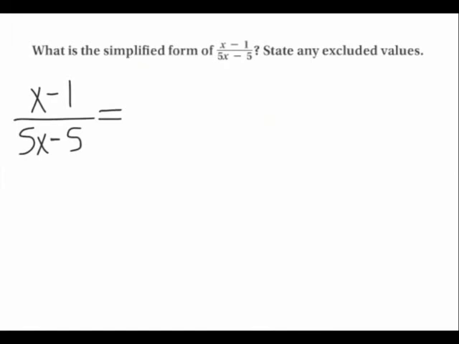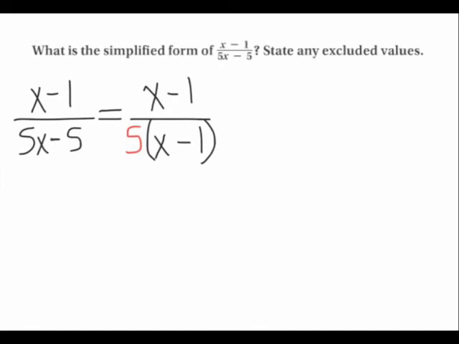So let's look at this problem. Is there anything that we can factor out of the top from both terms, from both the x and the negative 1? Well, no, not really. So let's keep x minus 1 the same on the top. But how about the bottom of the fraction? Is there anything that we can factor out of 5x and negative 5? Well, yeah, we can factor out a 5 from both of those terms. Now, what is left over after we factor out a 5? Well, x minus 1. Do you see that?